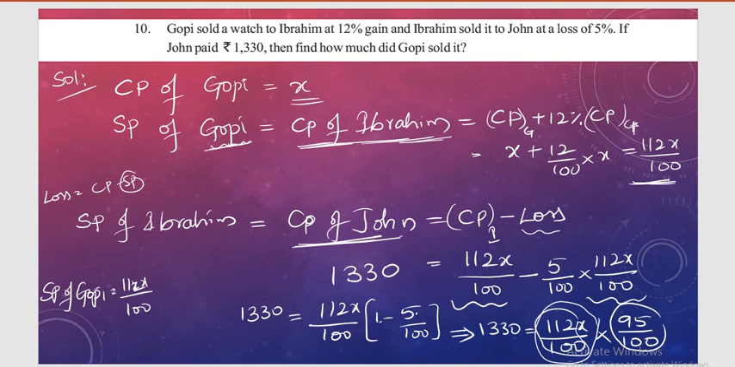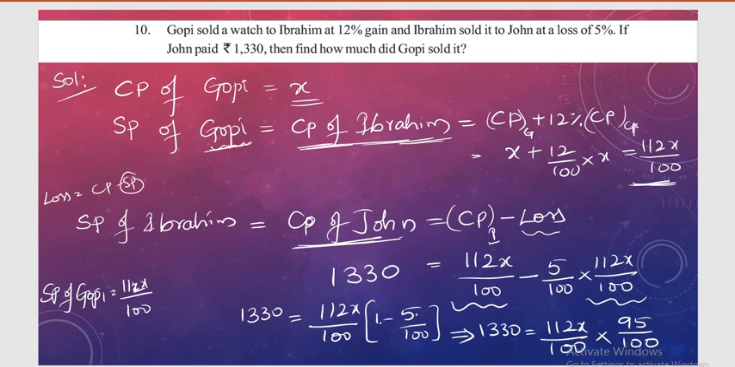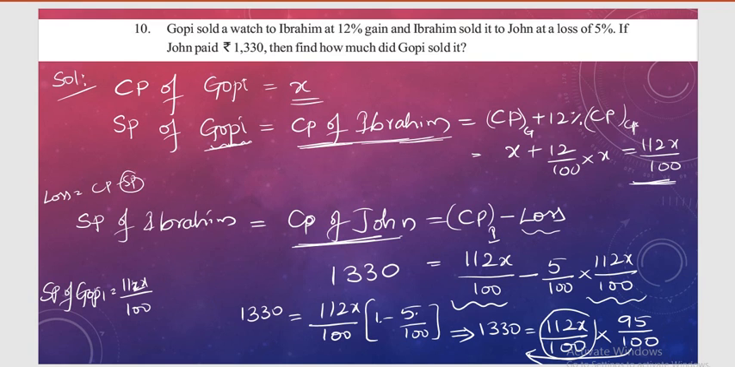So for that, what should I do? I need to transpose. Since I need 112X by 100, I am going to transpose this 95 by 100. So 112X by 100 is given by 1330 into 100 by 95. Now if we cancel, in the 5 table it goes 19 times. 5 2s are 10, so 33 is left. 5 6s are 30.